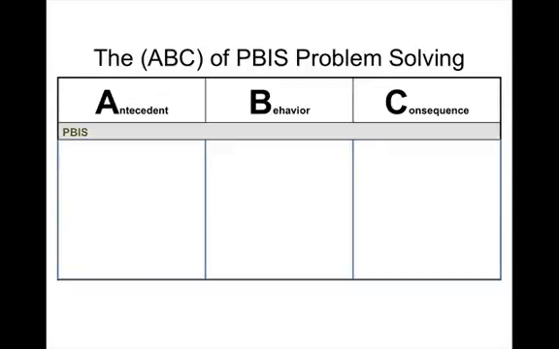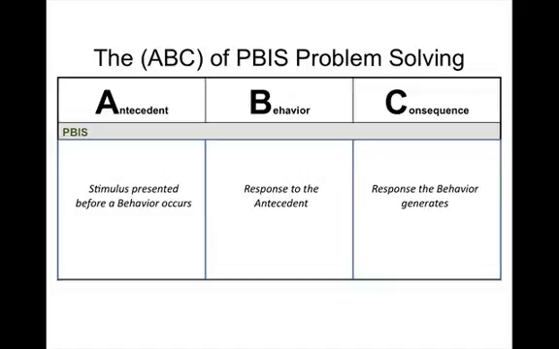The ABCs of behavior are a model for identifying patterns and building interventions. A, antecedent, is the stimulus that's presented before a behavior occurs. B, behavior, is the response to the antecedent. C, consequence, is simply the response that the behavior generates.